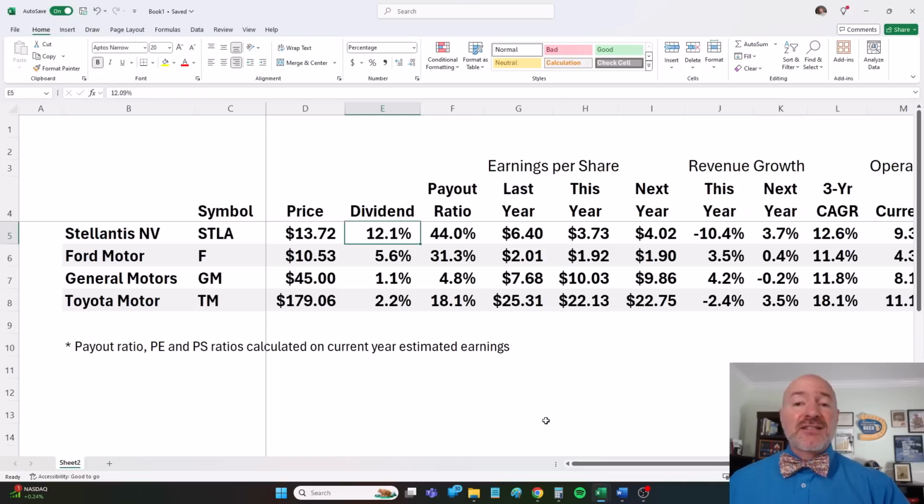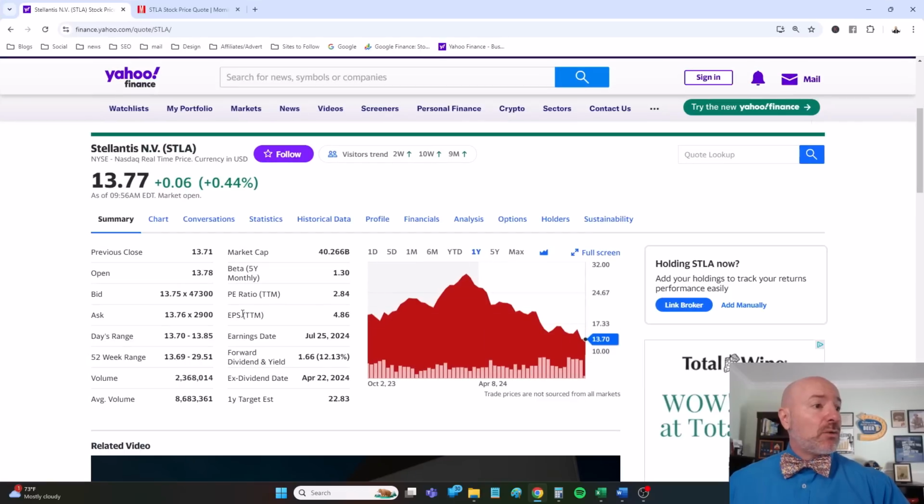A lot of these things that you're going to get from Yahoo Finance, you're going to want to double check, okay? Because there might be some currency conversion issues, especially with Stellantis here and Toyota. You might have currency issues here that didn't convert very well in the numbers. You might just have different numbers that you want to look at, or stuff that just doesn't match up.